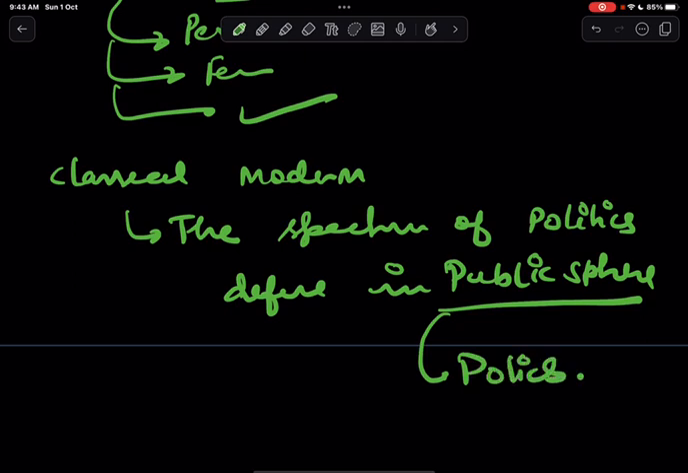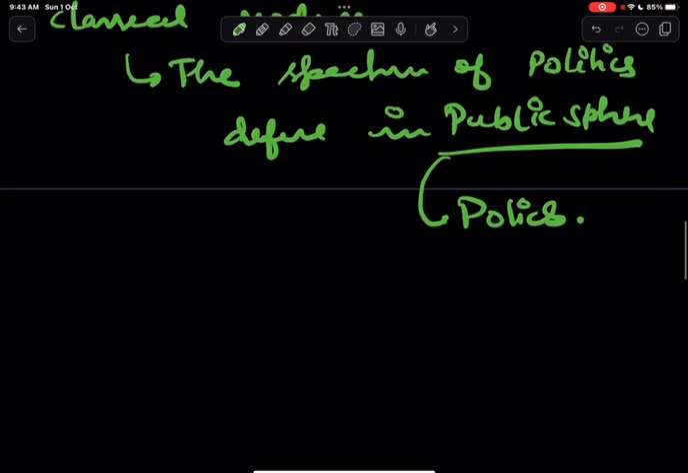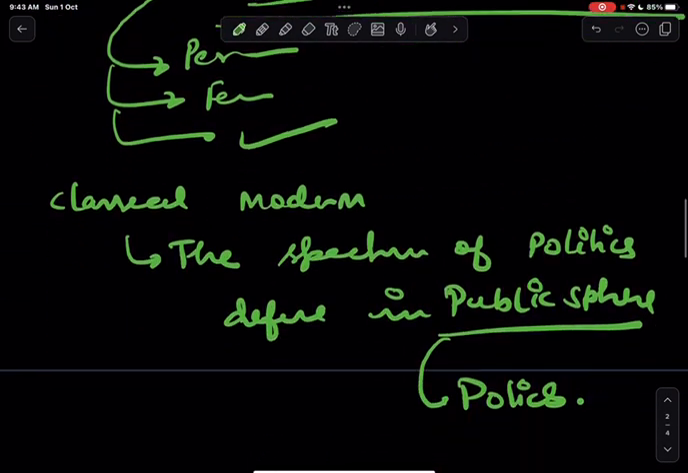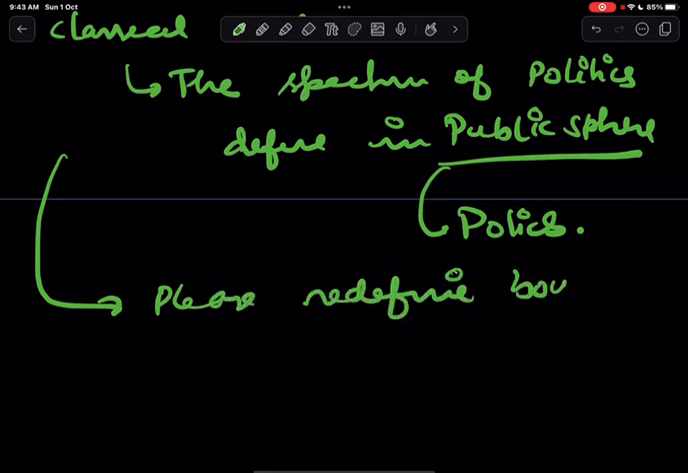That means, let's say if there is a law and order issue in a city, it could be debated in a state legislative assembly, right? But let's say if the same law and order issue is within a family or in a house, it is not a part of politics, so it is not to be debated in a legislative assembly. This is the simple thing I'm telling you. But see, what feminists are saying is, please redefine the boundaries of politics.